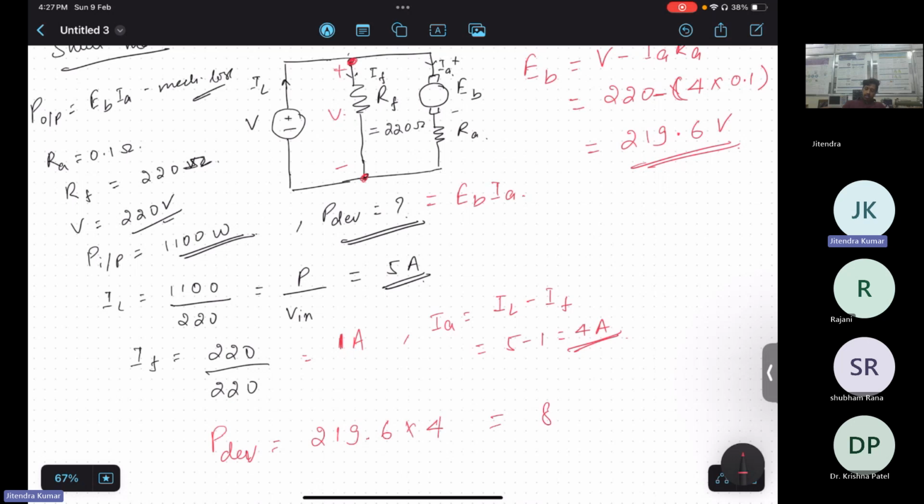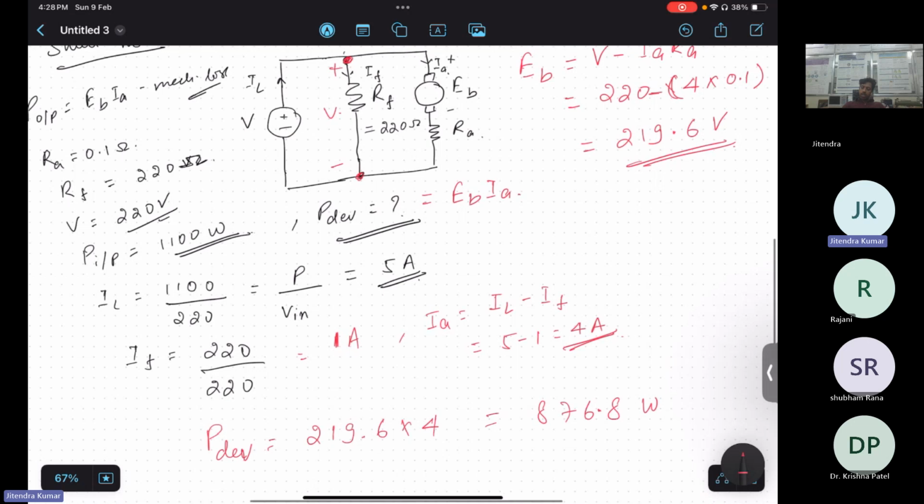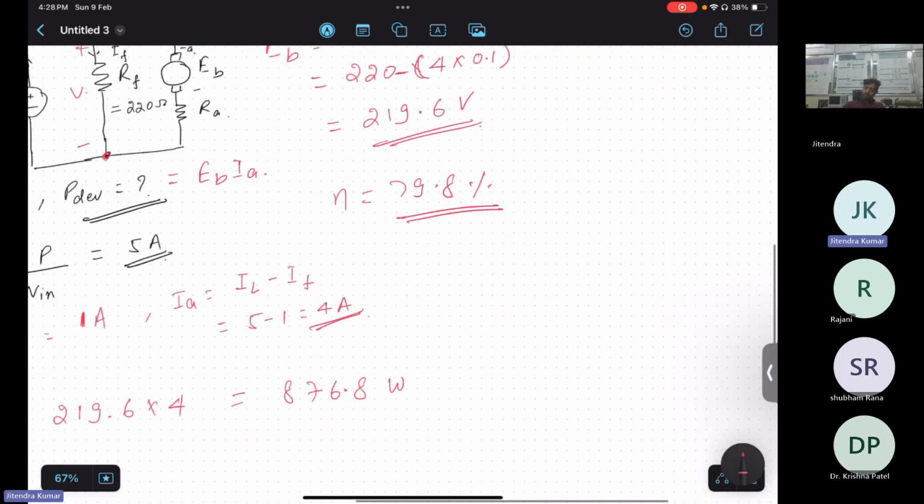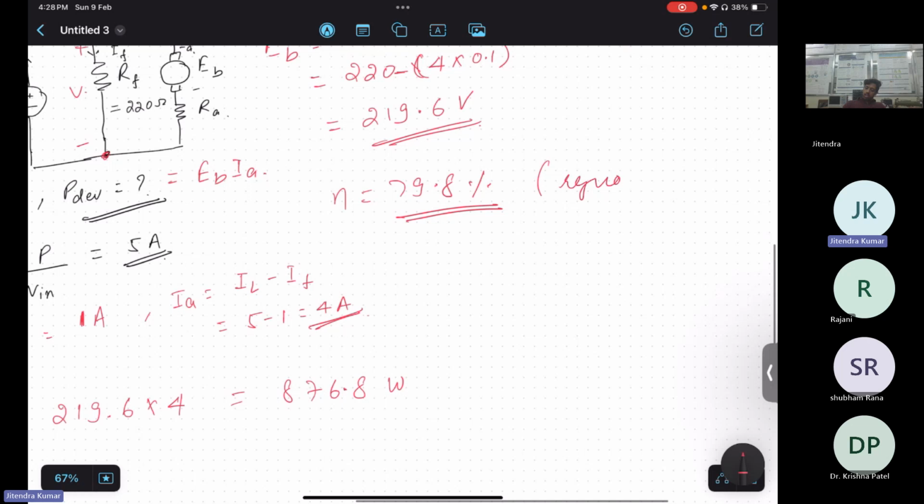So it will be 878.4 watt. So that much is the developed power. Okay. So if you ignore any mechanical losses, you can also calculate efficiency. Right. So efficiency will be developed power divided by input power. So that will be 878.4 divided by 1100. So it is 79.8%. Mechanical plus frictional windage losses ignored.